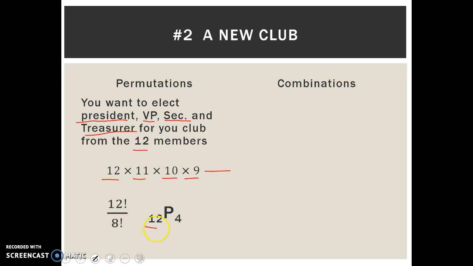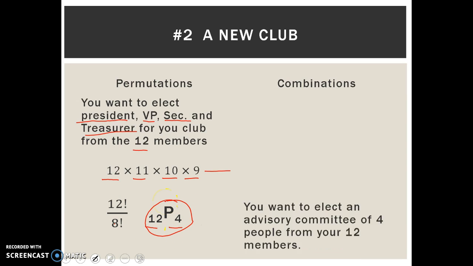Or you can say, from 12 people, it's a permutation. You're picking 4 and putting them in order, because president is different than vice president, and so on. And so that's a permutation.